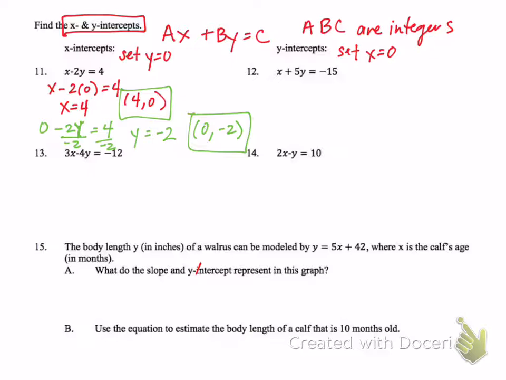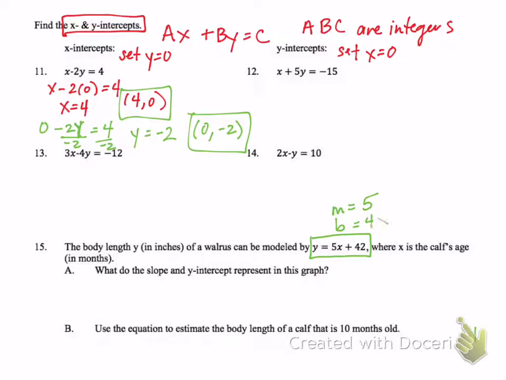Okay, jump down to number 15. It gives you a word problem where it says the body length y in inches of a walrus can be modeled by this equation. So here's my linear equation, where x is the calf's age in months. So then in part A, it asks me what the slope and the y-intercept represent in this graph. So first off, I want to decide what my slope is and what my y-intercept is. So my slope in this problem is what? 5. My y-intercept is 42.